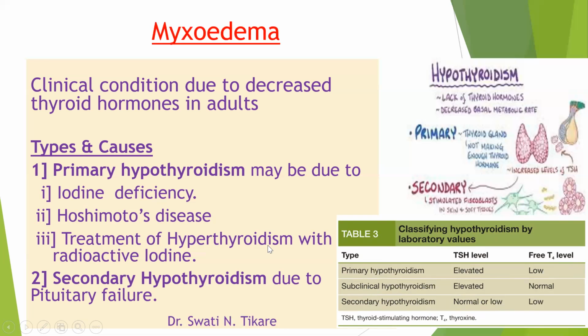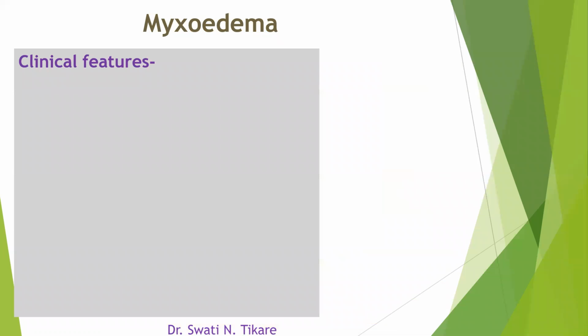So next, moving on to the features of myxedema. So if there is hypothyroidism, I hope you can recall that thyroid hormone is a hormone which is very, very important, virtually having its effect on every organ system and every cell in the body. So definitely if there is a deficiency, it is going to affect a wide number of functions and also have a lot of problems.